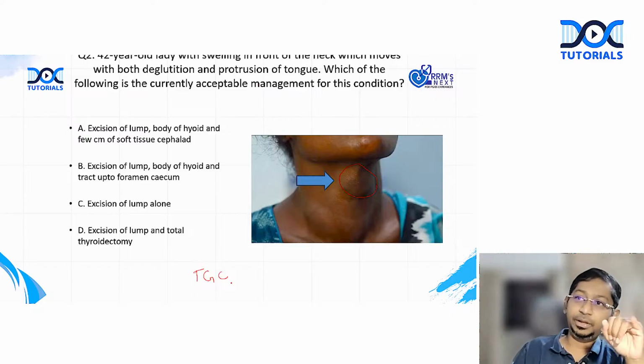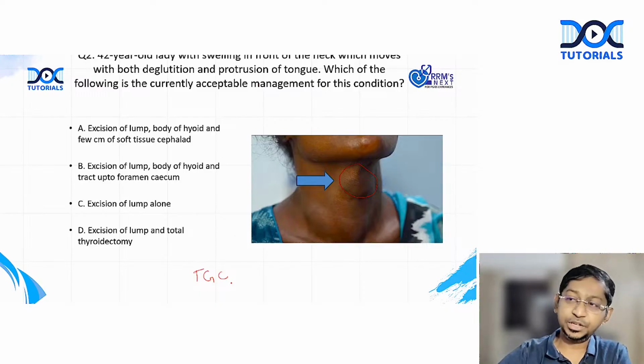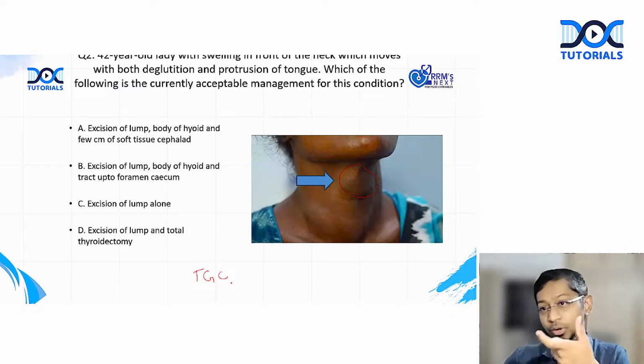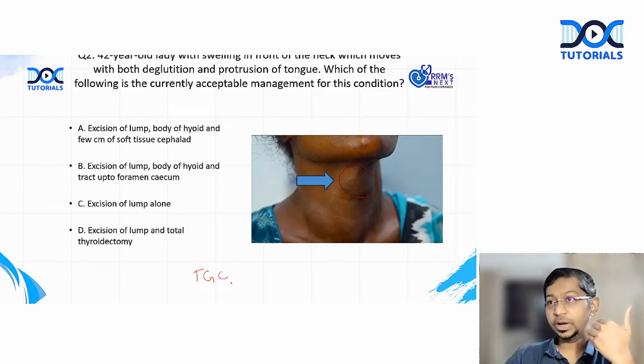Excision of the lump along with the body of the hyoid and a few centimeters of soft tissue cephalad. Excision of the lump, body of the hyoid and the tract all the way up to the foramen cecum. Excision of the lump alone, or excision of the lump along with hemithyroidectomy. So now let's look at each option.